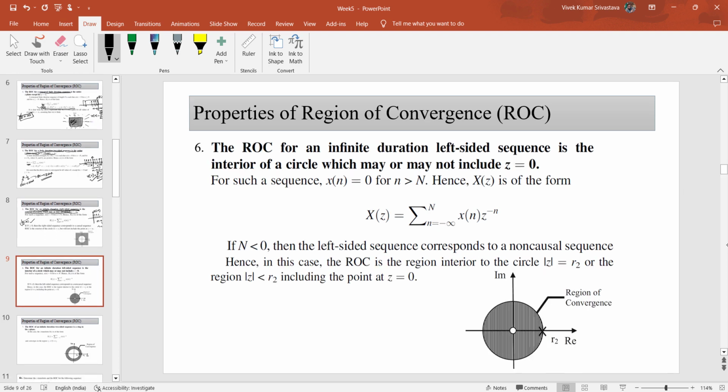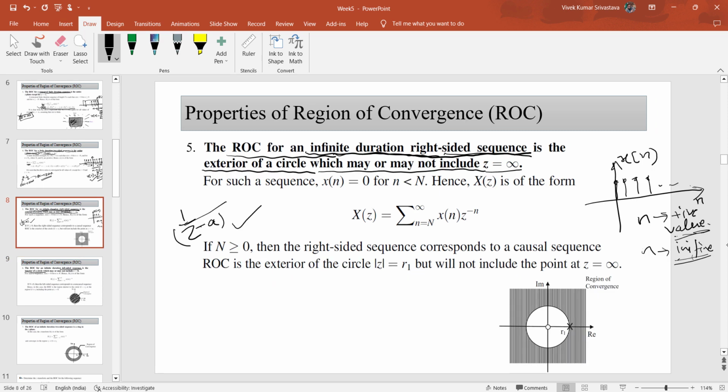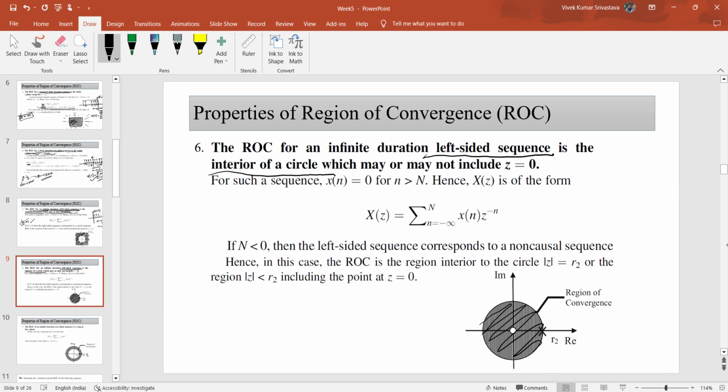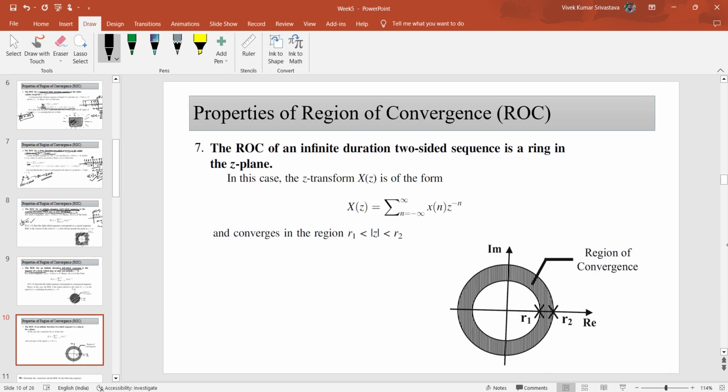Whereas in contrast to the right sided sequence, in the left sided sequence, if you plot the ROC, you will get that it will be interior to the circle. Here I have plotted the ROC for a left sided sequence, so we can see that the ROC is interior to this circle, whereas for a right sided sequence this is exterior to this circle. So I hope these properties will be clear to you.